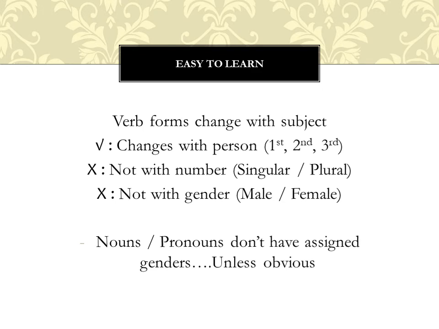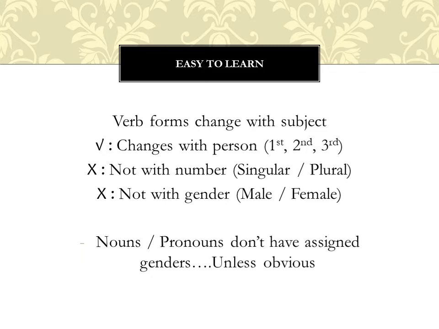Now, why is Bengali easy to learn? One reason is that when the verb forms change with the subject, they change only with the person, like I, you, and he, she, it, not with the number. So a singular or a plural subject does not change the verb form, nor does gender. A male or female subject does not change the verb form.